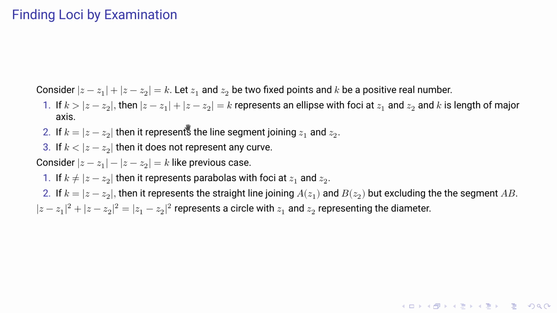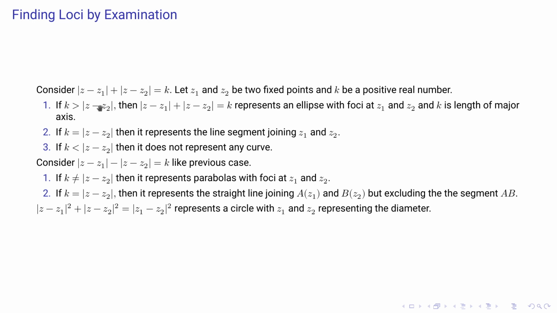I'll suggest that you just try to go through this, because for example, you don't know what an ellipse is right now. So let's just read through these so that we can use this in our equations. So consider mod of z minus z1 plus mod of z minus z2 is equal to k, where z1 and z2 are two fixed points and k is a positive real number.